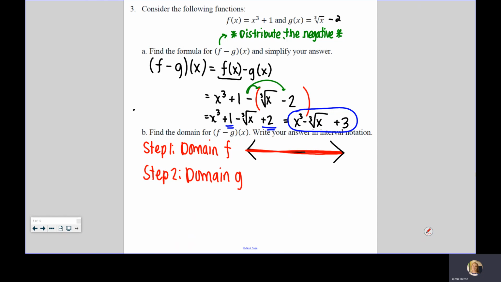All right, domain of g. Draw my little number line. Now we do have a radical here, but remember our domain rule is for even indexed radicals, like square roots, so like square root of x, the fourth root of x.